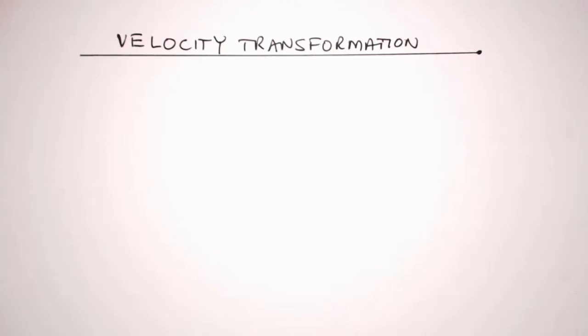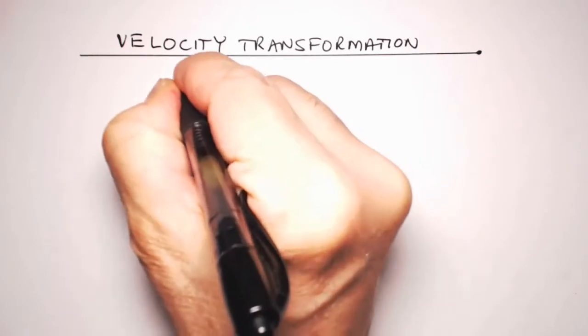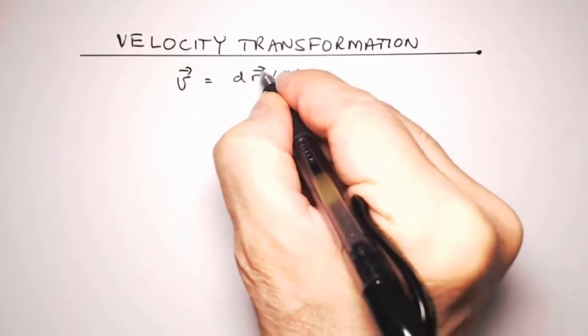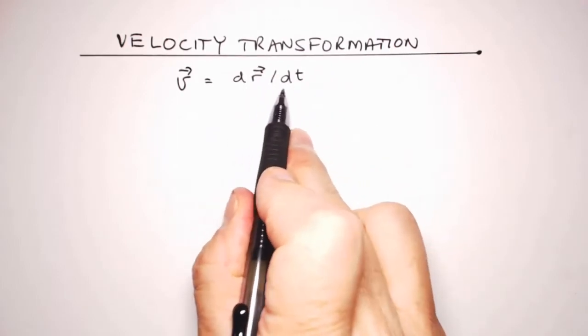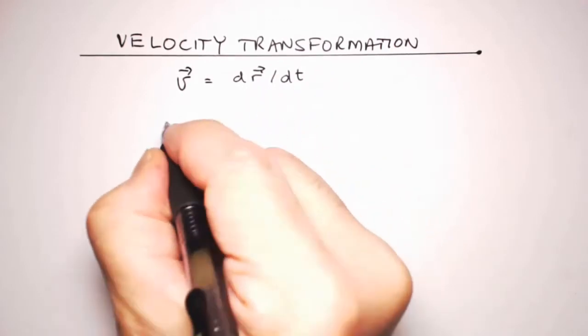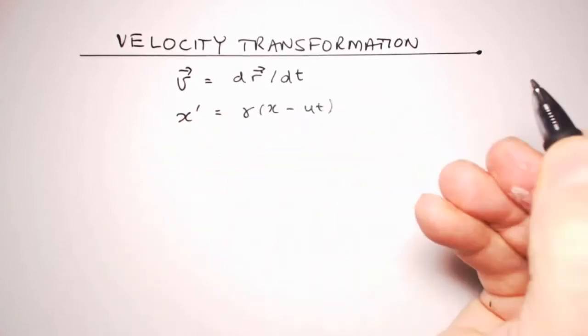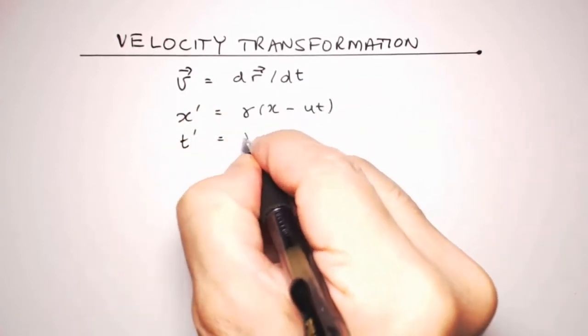We now use the Lorentz transformation to transform velocity between frames. Recall that a velocity is equal to the rate of change of a position. So we need to find these space and time intervals in order to calculate velocity. Recall that the Lorentz transformation for x is as follows, and the Lorentz transformation for time is as follows.